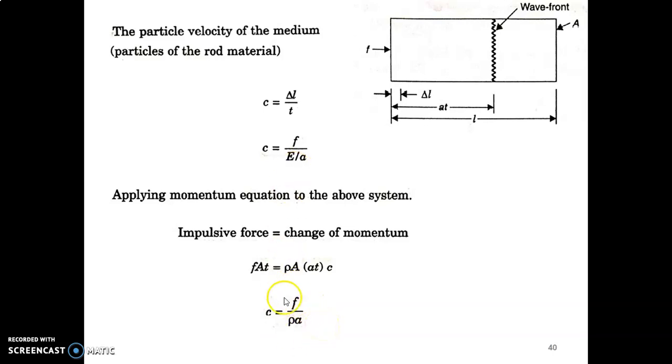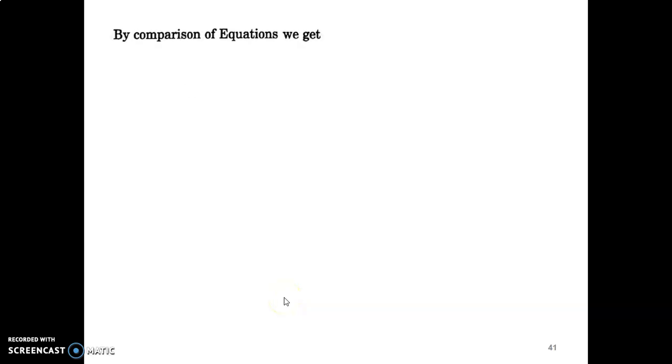Now we have two relations for c. Equating those two relations, F by E by a is equal to F by rho a. That means E is equal to rho a square, which means a is equal to root of E by rho. This can be considered as the final relation between the wave velocity, the modulus of elasticity and the density. This is a very important term when we are considering wave propagation in a solid medium.